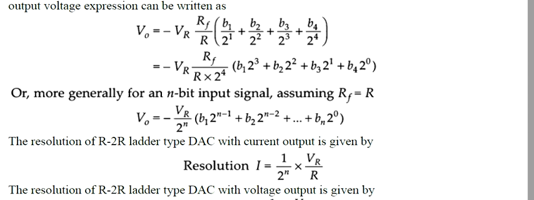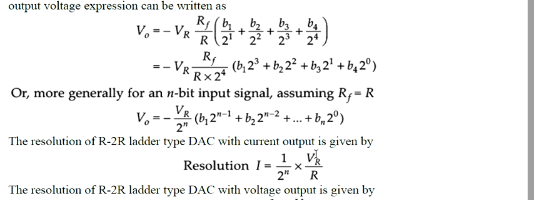And another two equations, that is the resolution of the R-2R ladder DAC with current output and the resolution of the R-2R ladder DAC with voltage output. For voltage output, the resolution is the weight of an LSB bit. What is the weight of an LSB bit? The weight of an LSB bit is VR by R into RF into Bn by 2 raised to n. Nth bit is the LSB bit. So the weight is 1 by 2 raised to n into VR into RF by R. This is the R-2R ladder type DAC voltage output resolution.